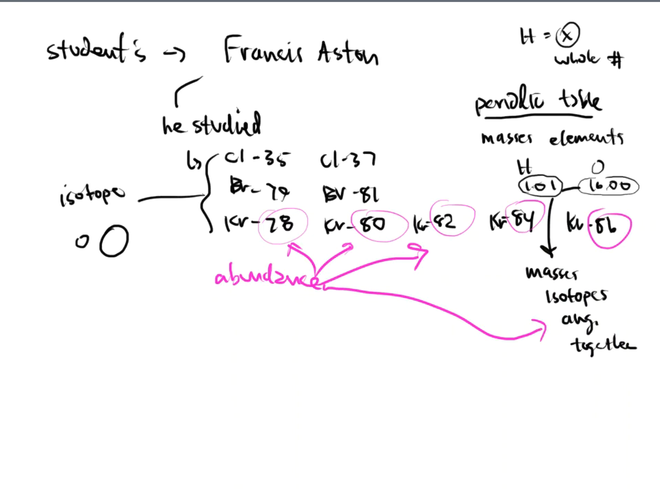When he was said and done, he discovered 212 isotopes. That's his final number, 212. Right now, I think our number's at 270. So Aston was the one that discovered the majority of the isotopes that we still use today in a laboratory environment.